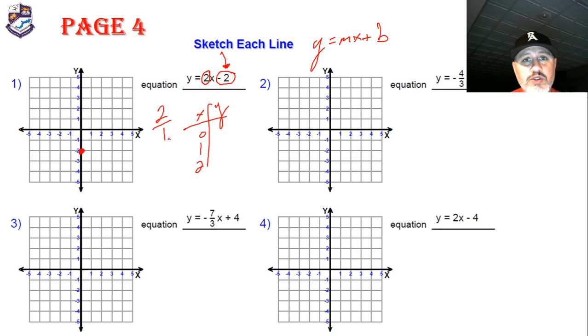And remember, slope is rise over run. So from this point, I'm going to rise 2, run 1. Rise 2, run 1. And my graph's going to look something like that. That's pretty sloppy. At home, make sure you use a ruler or a straight edge of some sort. But that's how you graph it.